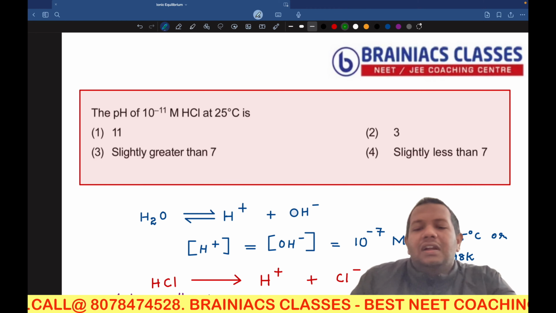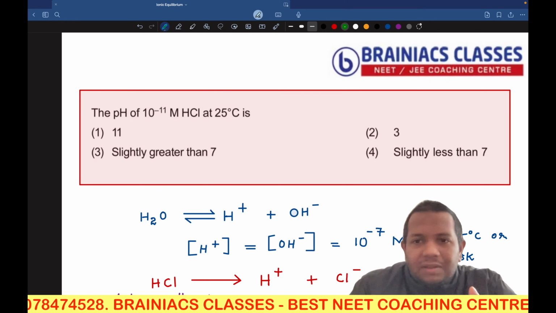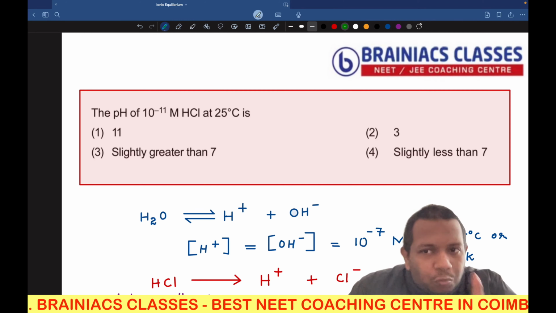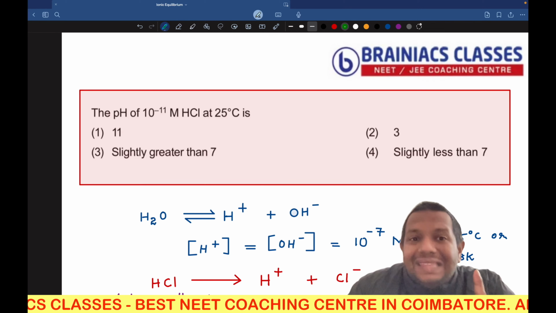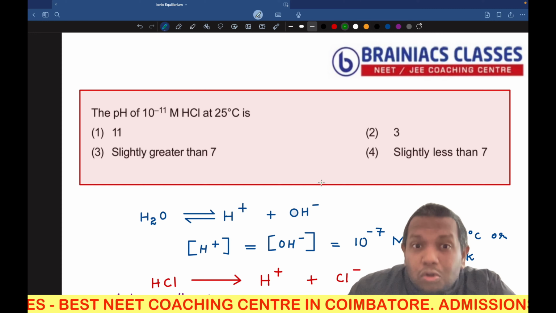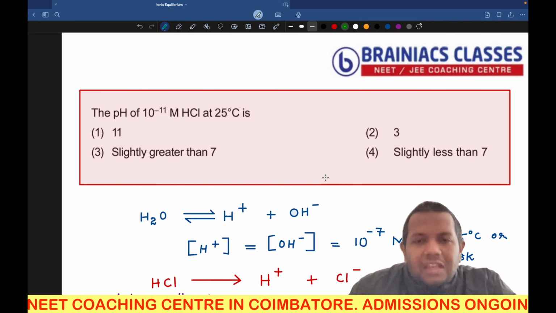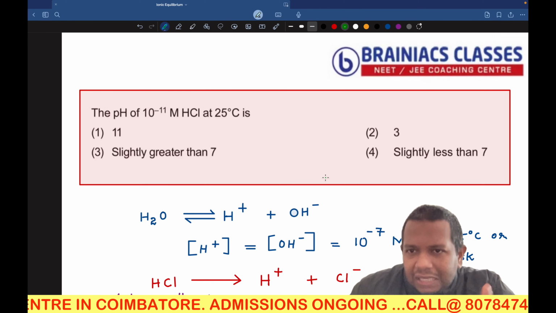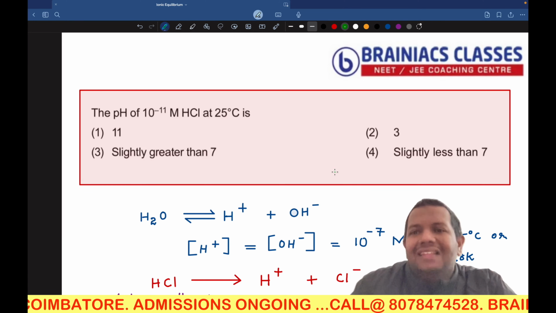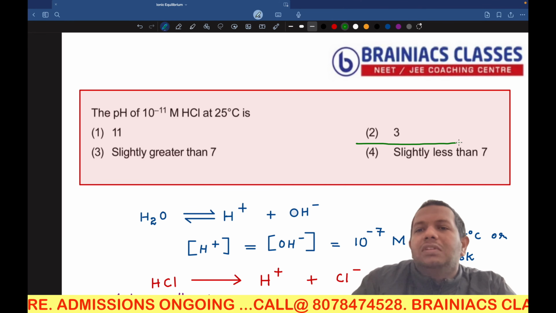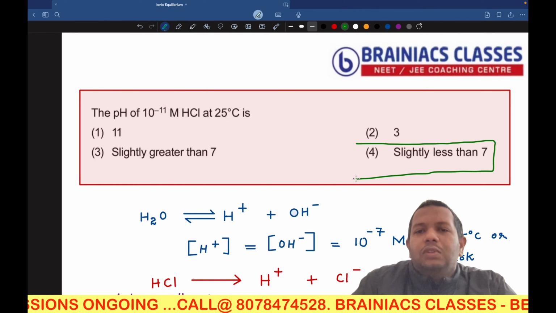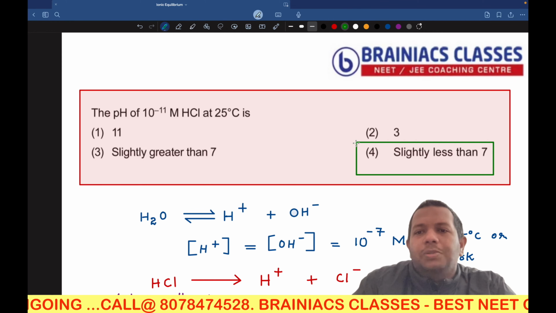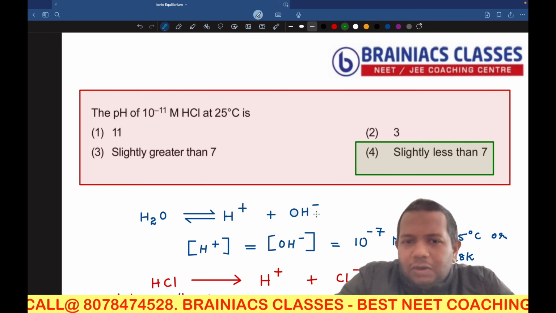So if you make 1.001 as 1, then you will get 0 and the pH will equal 7, and you may not be able to find the answer from here. Right now we did it exactly correctly, so we know that the value is slightly less than 7, that is 6.99. Correct? So the answer for this particular question is option 4. I hope you understood it.